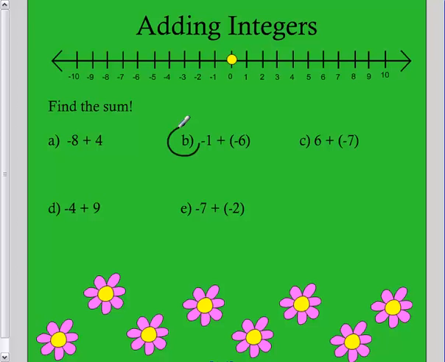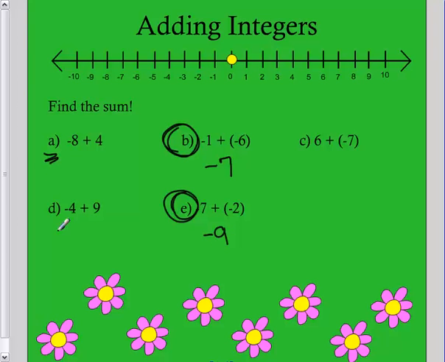So let's look at the ones with the same signs first. -1 and -6. They told us to take the sign and add them together. -7. Take the sign, it's negative, and add them together. 9. So just like if this was 7 plus 2, it would be 9. -7 plus -2 is -9.